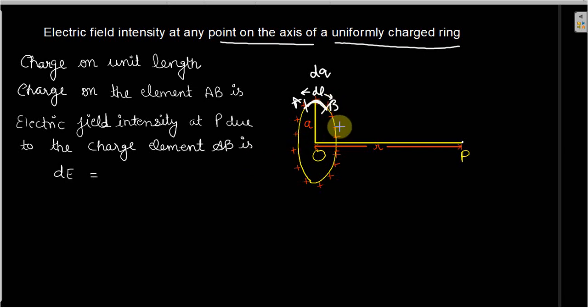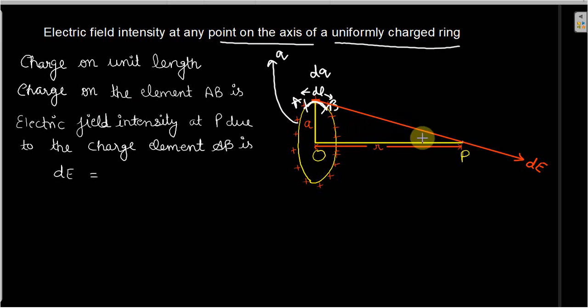Let the total charge on the whole ring be q. Now we have to find the electric field at point P due to this small charge element AB. We will draw the electric field line, and because the portion is very small, the electric field produced by this charge will be very small. So we will draw a very small electric field line, that is dE.